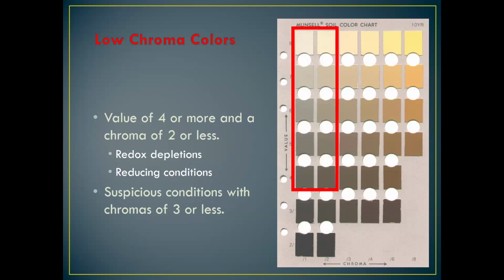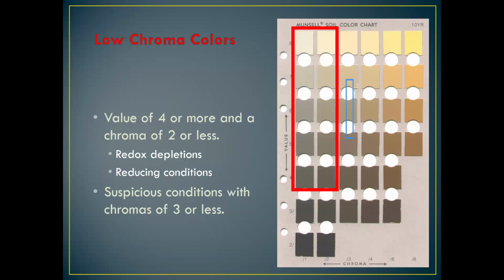So if we have low chroma colors in this zone, and it doesn't matter what page you're on, 10YR or 5Y or whatever, value of 4 or more, chroma of 2 or less, these are conditions that should send a red flag up to say, we need to really look closer and see how these patterns relate. Just because you have this doesn't mean that it's bad, but in relation to the other horizons and where it is located in the soil, it may indicate wetness.